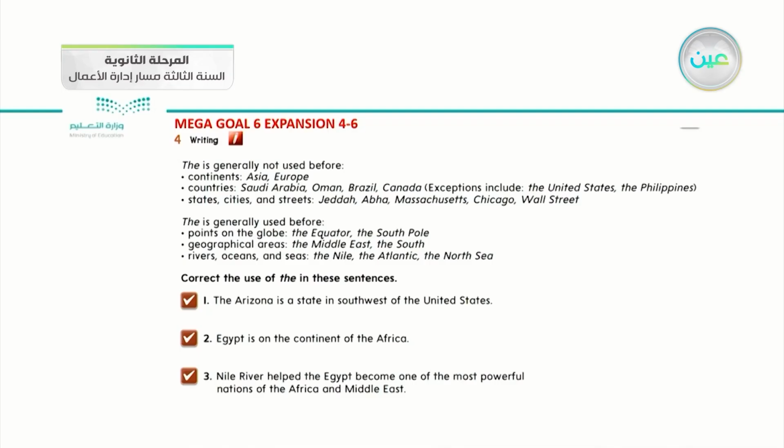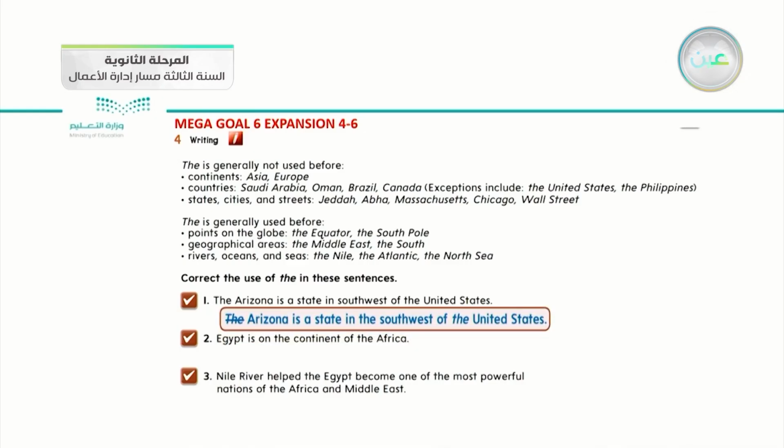Okay, after we know the situations where we can use the article "the" and the situations where we can omit it, let's go through our questions again. Number 1: Arizona is a state in the southwest of the United States. What's the correct one? Arizona is a state, because generally we do not use the article with a state. So it's a state.